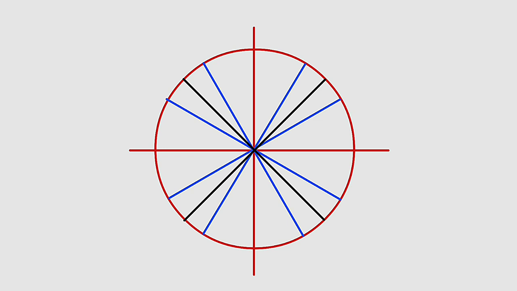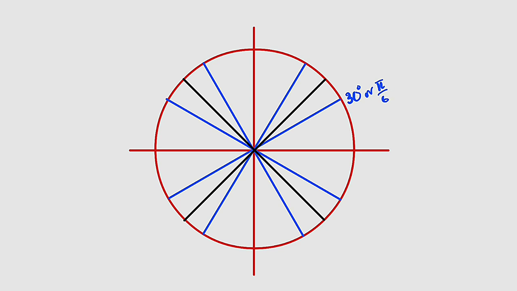So let me see, how can I write all of them together, including their degrees? Because if you count, we have 1, 2, 3, 4, 5, 6, 7, 8, 9, 10, 11, 12, 13, 14, 15, 16 special angles. So this is 30 degrees, right? So we can either write it as 30 degrees or pi divided by 6, right? So the next one will be 45 degrees, or let me use the same color. This is blue, so I should have 30 degrees here, or pi divided by 6.